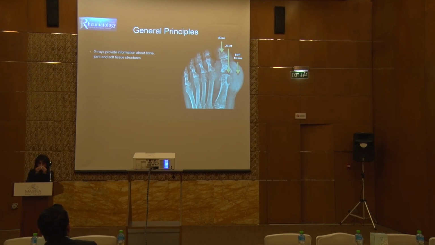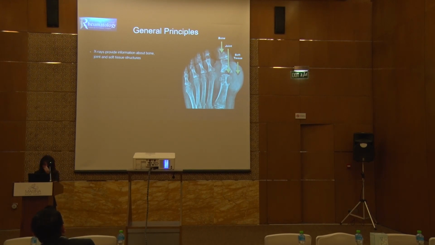And these changes inside the joints, usually you can see if there is any problem with the cartilage, because you can see it here in the joint space, or if there are any erosions, for example, or any extra bone formation. All this information you can get from X-ray.